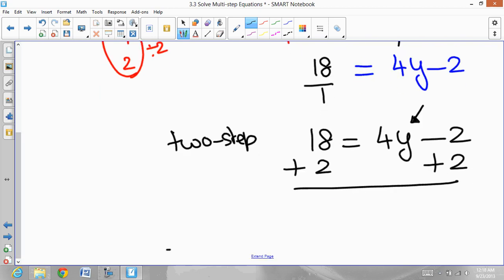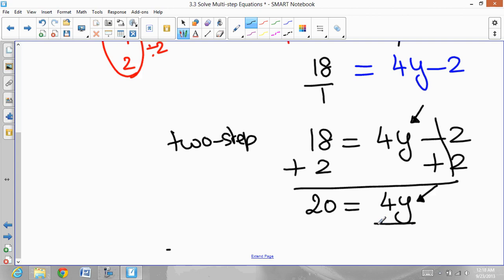Negative 2, positive 2 cancels out to give you 4y equals 20. Now remember, you need to get the y to safety. 4 and y, no sign between, which means it's multiplying. The opposite of multiplying will be to divide.